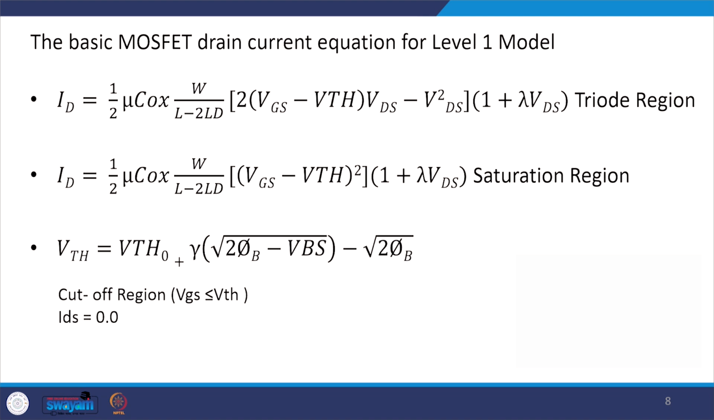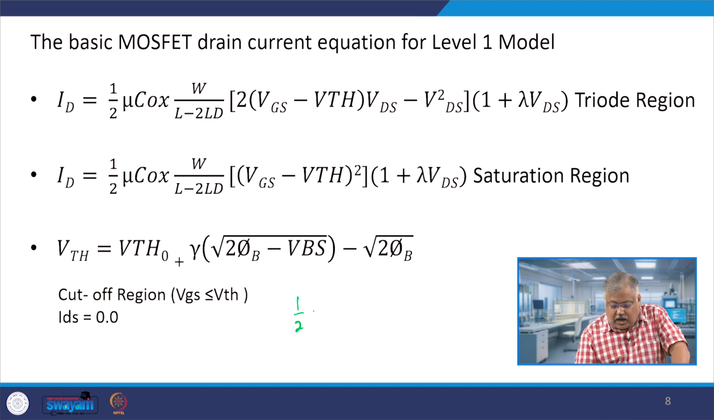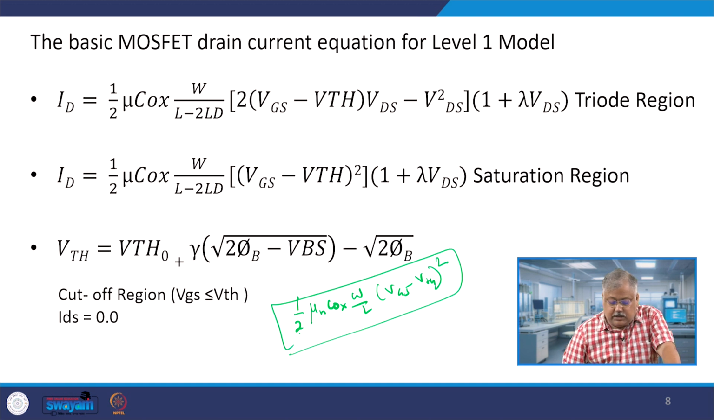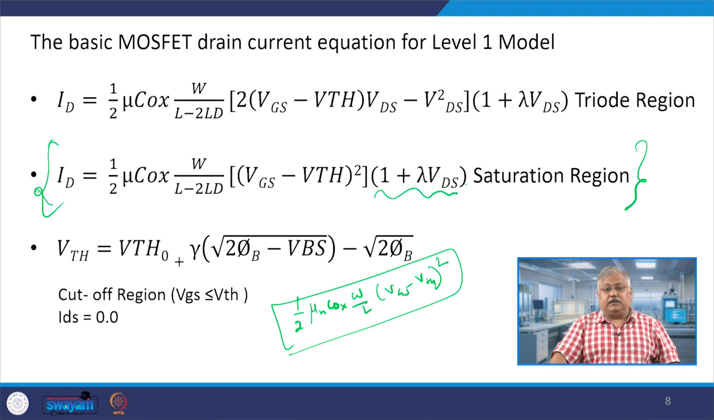Now, if you remember from our previous classes, ID was equal to half mu n Cox, W by L into VGS minus VTH whole square. This was in the saturation region, right, and you can see this is the saturation region I am talking about. Let us start from here itself. Now, you see it is exactly the same. However, we have an extra term here which has been added, which is 1 plus lambda VDS.